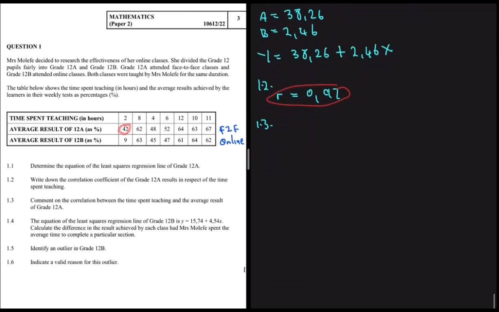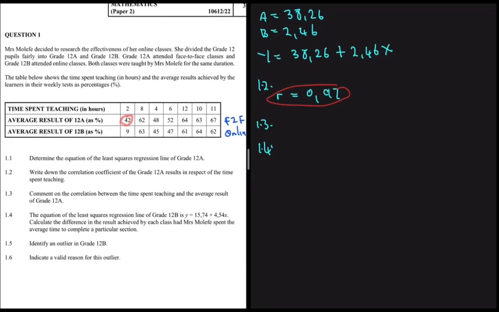And now we can do 1.4. So 1.4 says that the equation of the least squares regression line of grade 12B is given as y equals 15.74 plus 4.54x. And the question says let's calculate the difference in the result achieved by each class had Miss Molife spent the average time to complete a particular section.